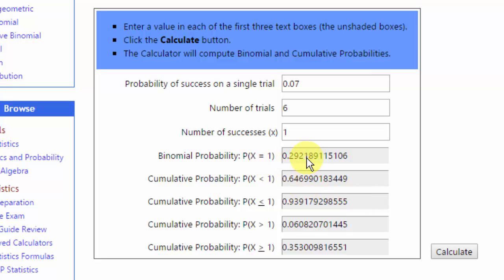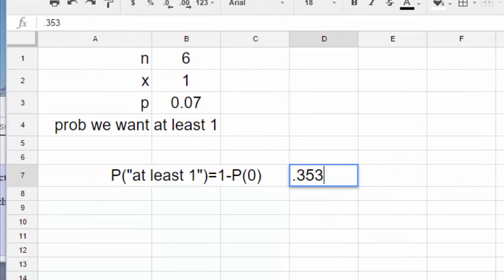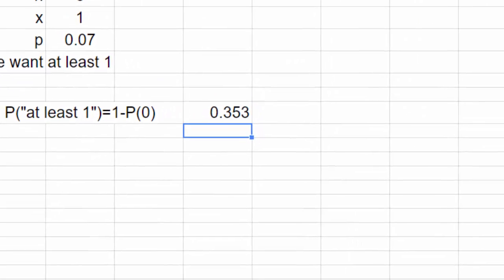And so this is exactly 1, less than 1, less than or equal to 1. This is more than 1, but doesn't include 1. So this is the one that we want. So the probability is 0.353. Let me put that back on my spreadsheet. 0.353. So we can certainly do that, and that's easy.